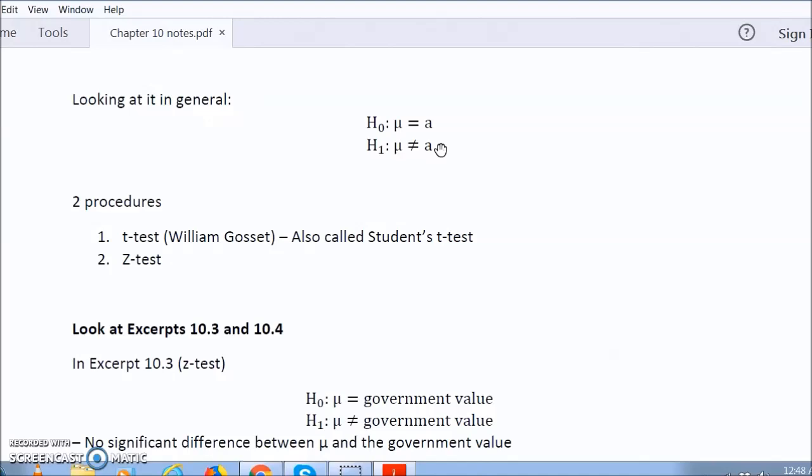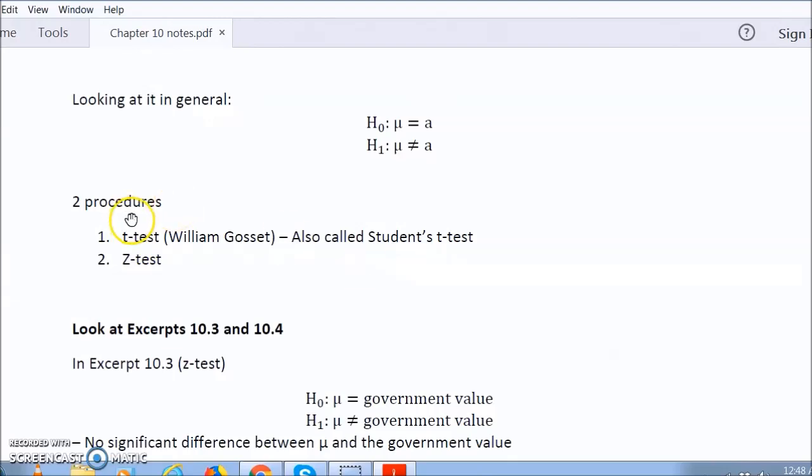There are two procedures that can be done to calculate the statistics part of it. One of them is the t-test given by William Gossett. This is also called the student's t-test because when he was writing, he wrote a lot as a student and he did references for students. So it's also called a student's t-test, and it is the more common one of the ones being done. And the other one is the z-test.